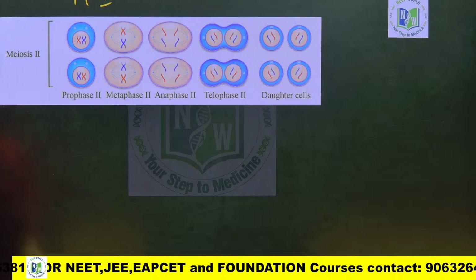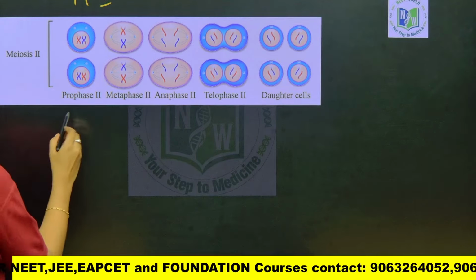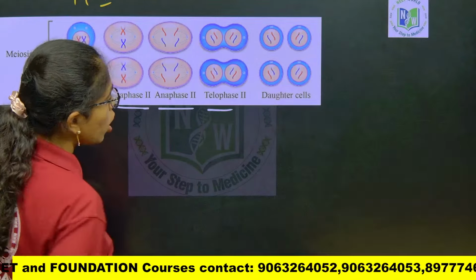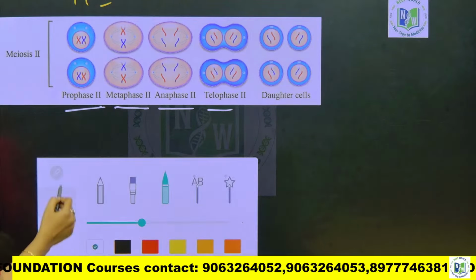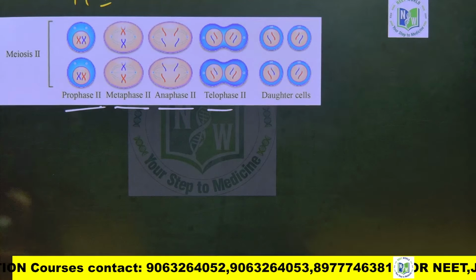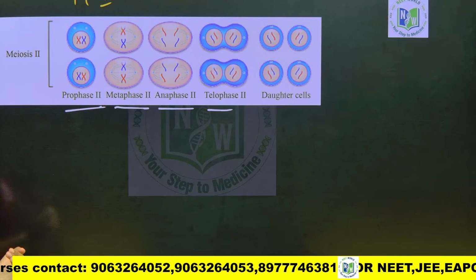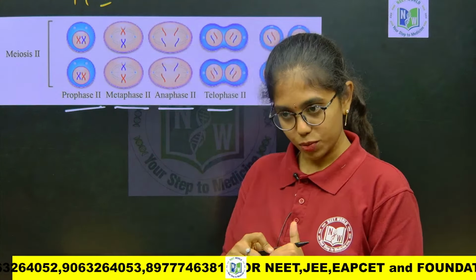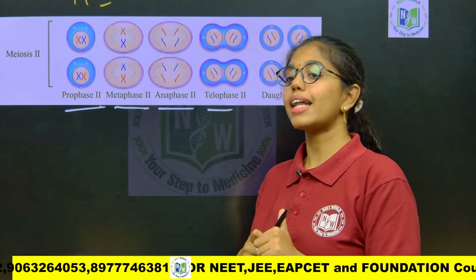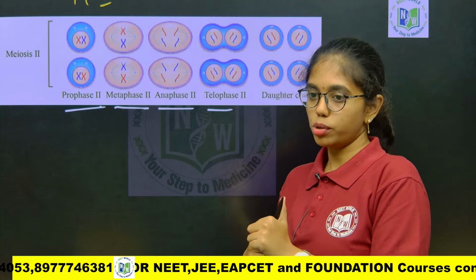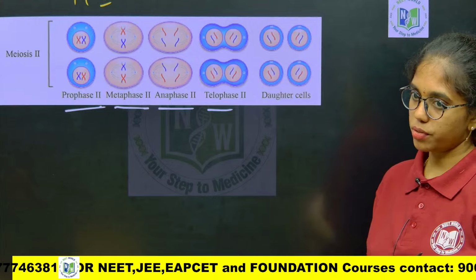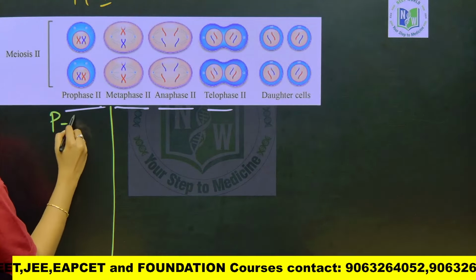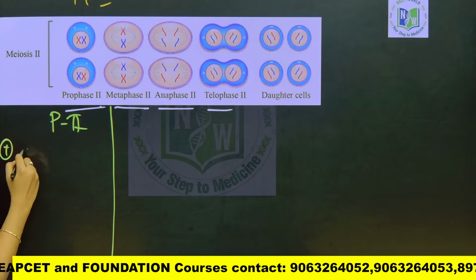So here we all know that you have prophase 2, metaphase 2, anaphase 2, telophase 2. As you know mitosis very clearly, you tell me, in prophase 2 what happens? Condensation of chromatin into chromosomes. Yes, you can also call it untangling of chromatin into chromosomes or condensation of chromosomes. Fine. Second point? Centrioles go towards the poles.